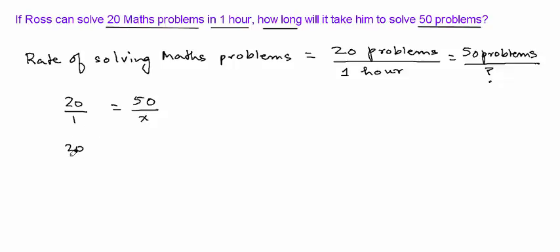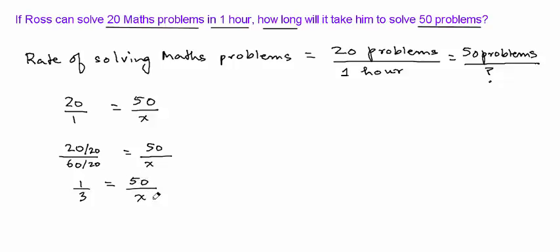So we have 20 over 1 hour is the same as 60 minutes. So the rate of solving is 20 problems per 60 minutes or for every 60 minutes. That's the same as 50 over x number of minutes. This will have the same unit as this one. Now 20 over 60, look at this fraction. It can be simplified. Divide this with 20, this with 20. So we have 1 over 3, 1/3 is the same as 50 over x.